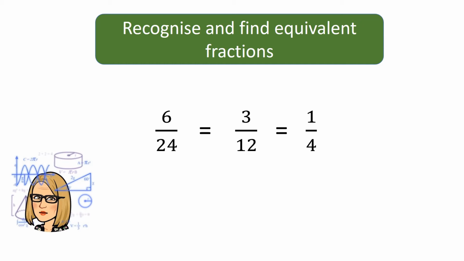I could also look at 6 over 24 and see that both of those numbers are in the 2 times table. 6 can be divided by 2 to give me 3, and 24 can be divided by 2 to give me 12. So 6 over 24 is also equivalent, it also means the same thing as 3 over 12, and 3 over 12 is equivalent to a quarter.